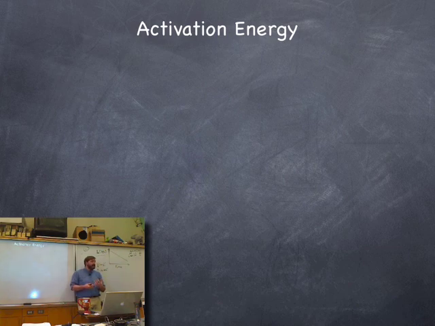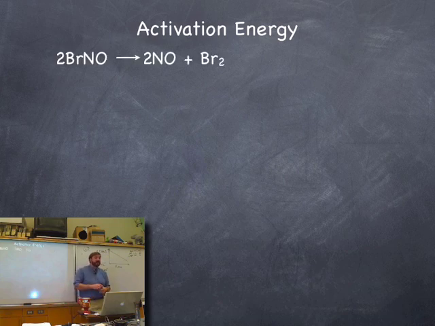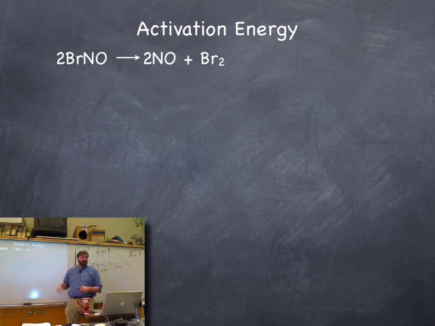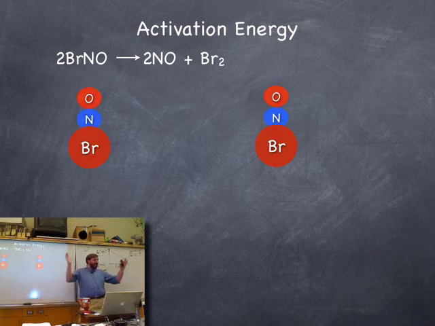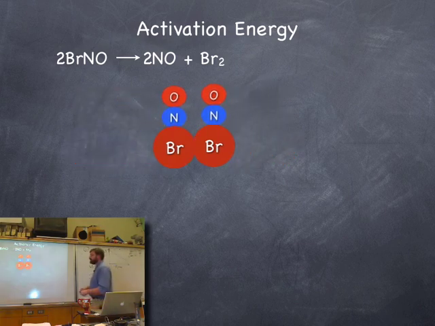One of the big things we have to think about is during that chemical reaction, we have to break some bonds. If we had, for instance, this bromine, nitrogen, oxygen compound, if I had two of those molecules, and they're going to react together. Okay, so for the reaction to take place, the two molecules have to collide.